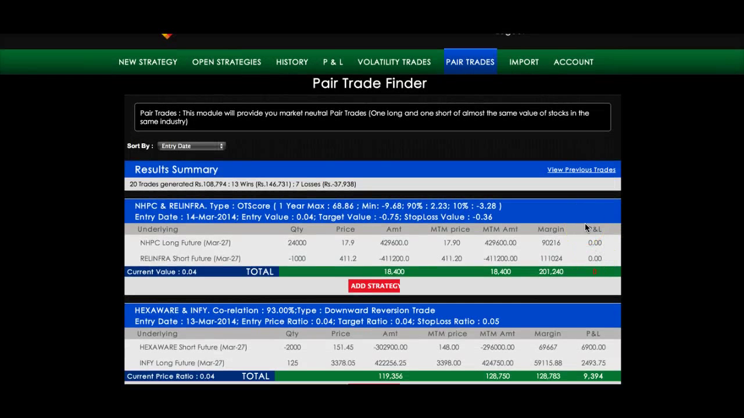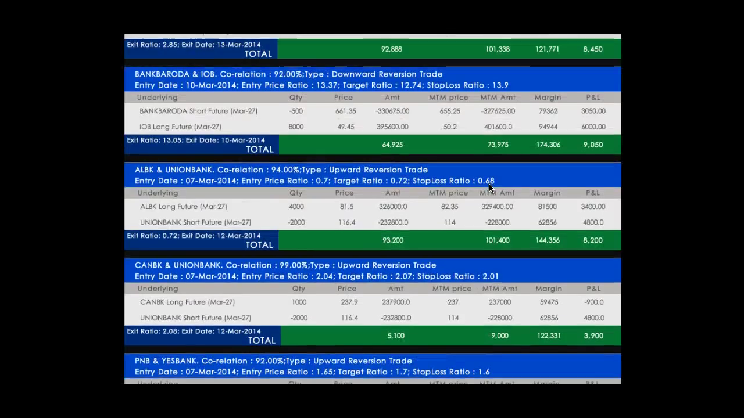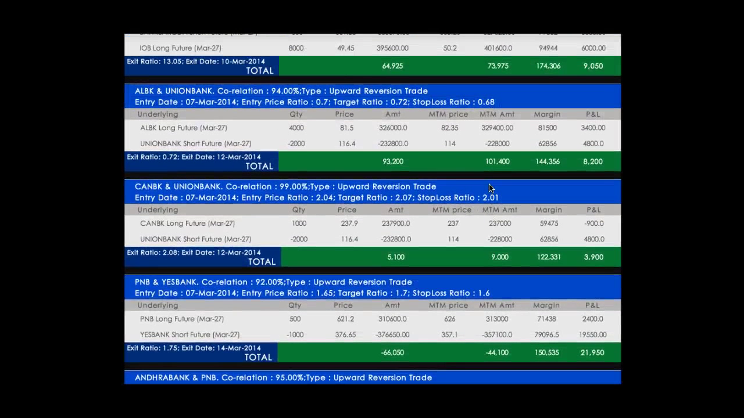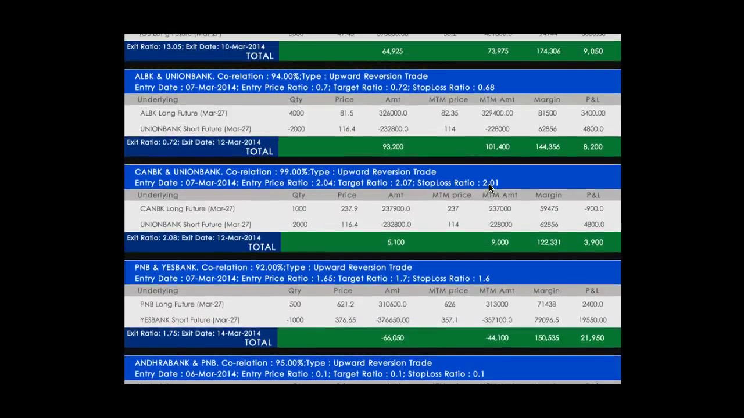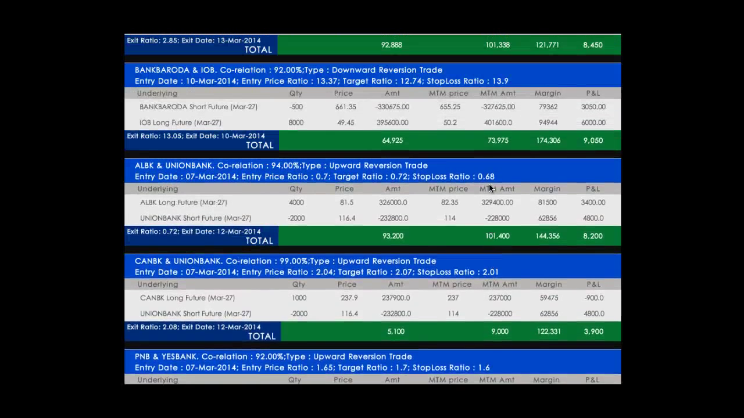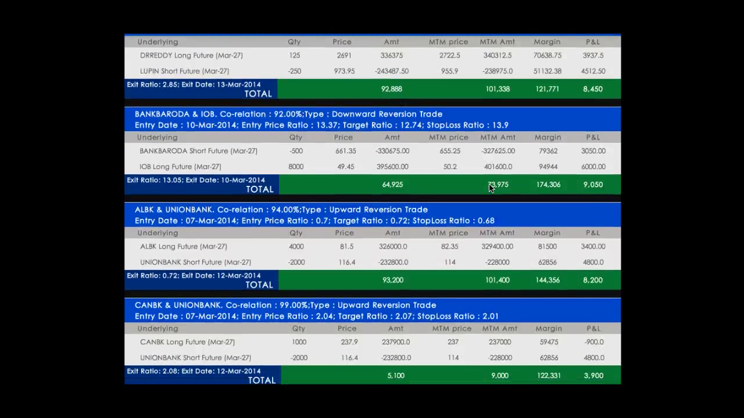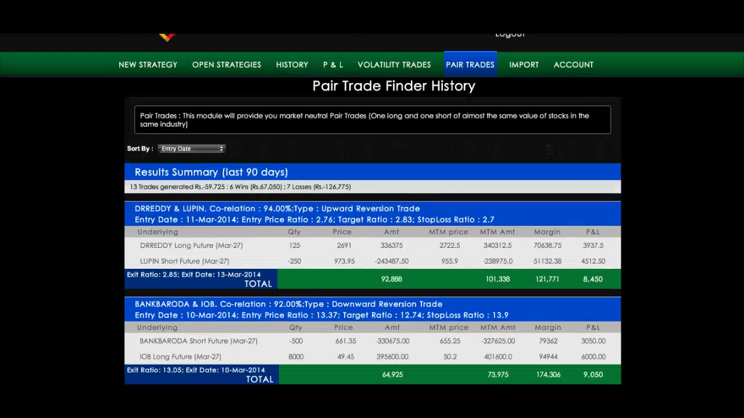You will get an email at 3:15 every day with new trades which are open and trades which are closed. If you want to see details of those trades, you can click on view previous trades, and you will get a list of all the trades which were open. So you can see trades which were open on 7th March, and the kind of profit they've made over here. This will give you details of all the closed trades.